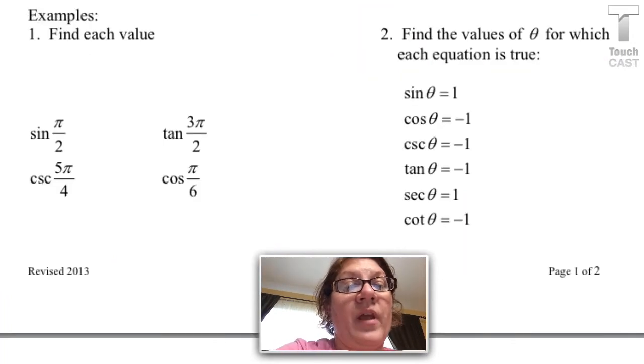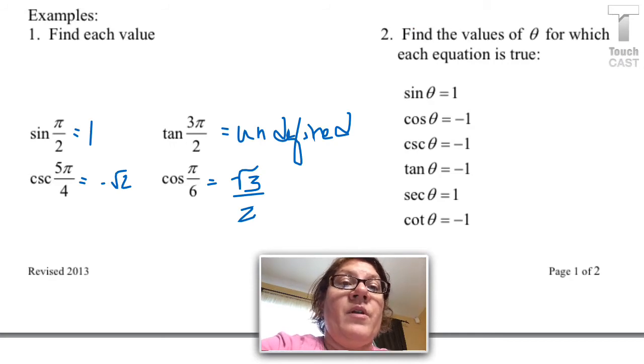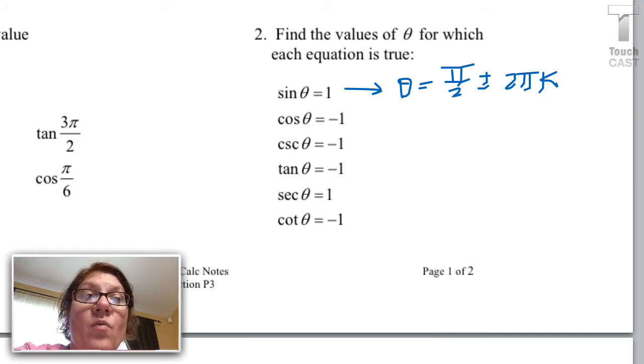Moving on. Before you go any further, pause the video and see if you can answer these questions before I reveal the answers. Okay, so I would expect that you probably got all those right. Moving on to number 2. Okay, so the sine is 1 at pi over 2, and then every another circle around. So 2 pi would be another circle, and k just tells me how many times I circle around.